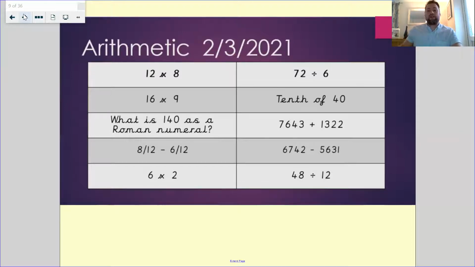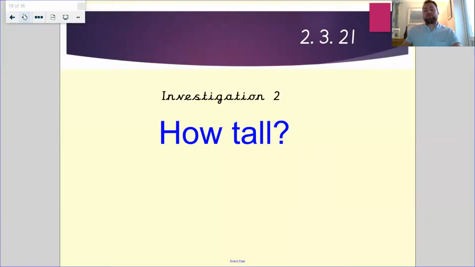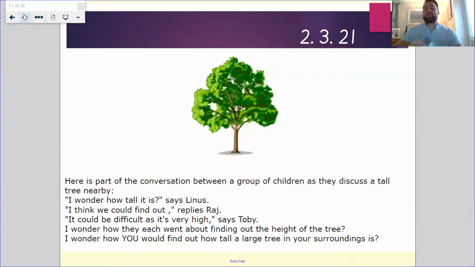Let's move on to your investigation for today. How tall? is the name of the investigation. Now, here's part of a conversation between a group of children as they discuss a tall tree nearby. I wonder how tall it is, says Linus. I think we could find out, replies Raj. It could be difficult, as it's very high, says Toby. I wonder how they went about finding out the height of the tree. I wonder how you would find out how tall a large tree in your surrounding area is.